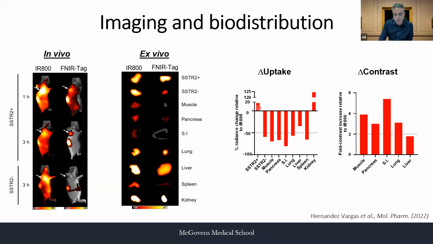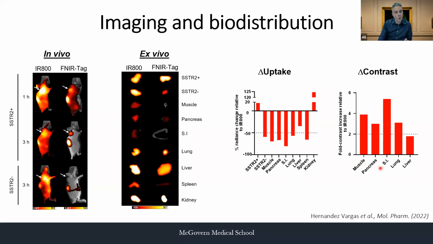Slight increase here in the tumor. I think that's not necessarily that important, and then much higher clearance through the kidneys. So this is exactly what we wanted to do. We wanted to reduce that background signal because this is how we felt we'd be able to generate higher contrast. And this is that fold change in contrast compared to it.